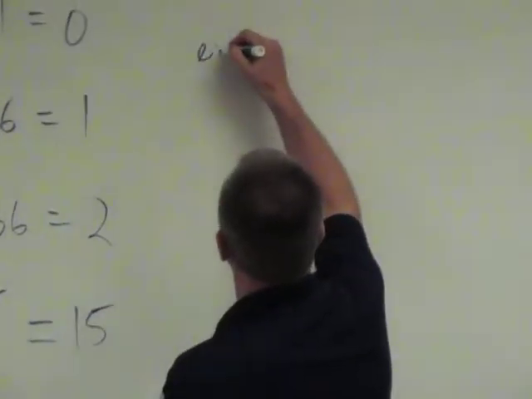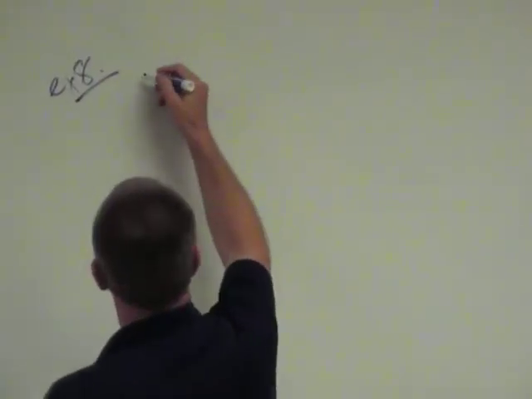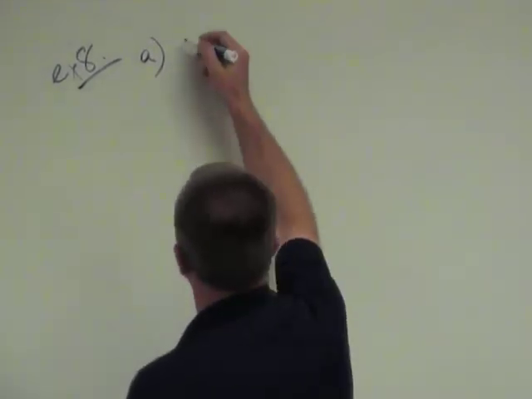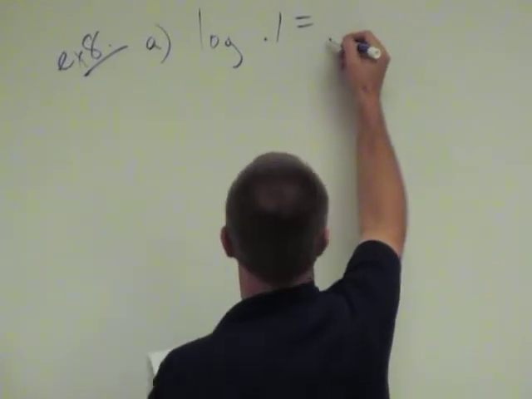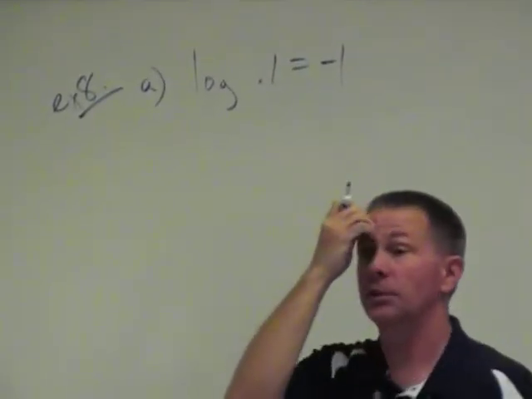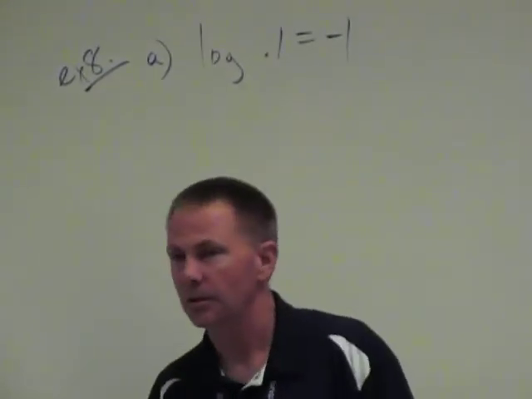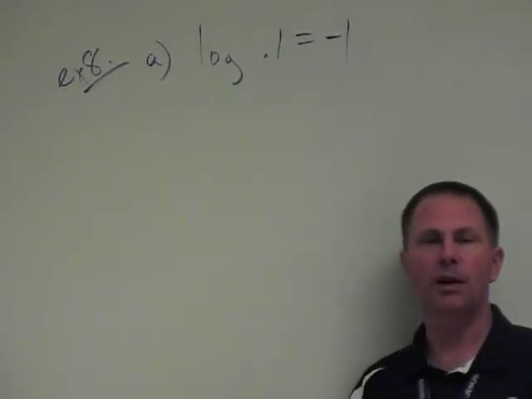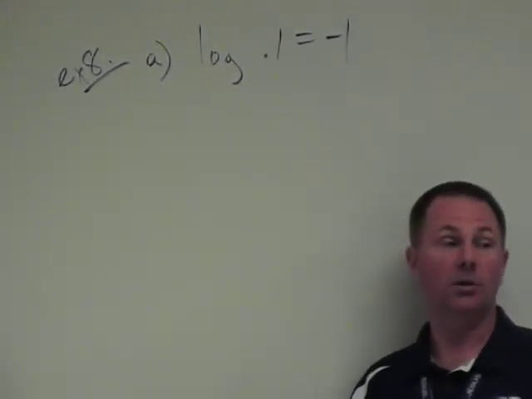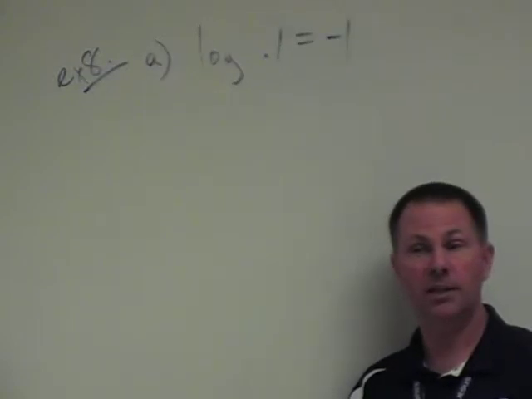Let's see. Example 8. All I need you to do is convert this from a logarithm to an exponential function. So what you do is you take the base. What is the base? It's not written up there. It is understood that the base is 10 if there's no base written for logs. For natural log, it's e.